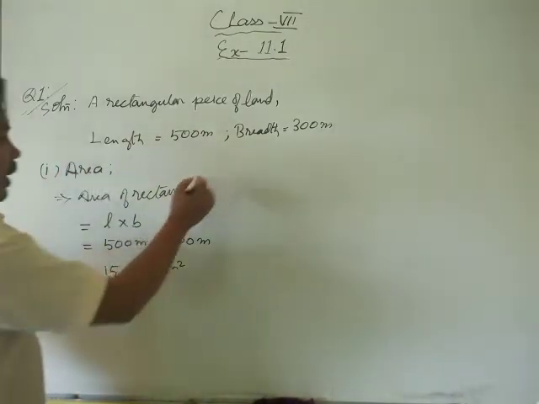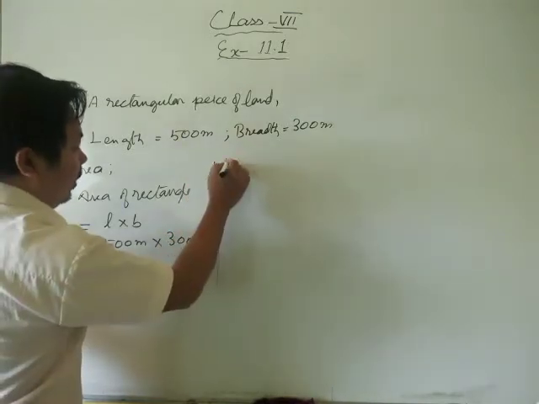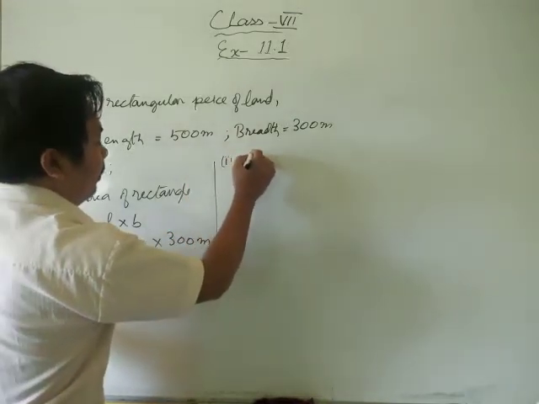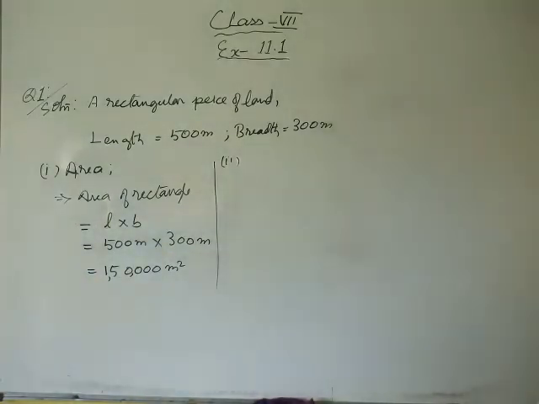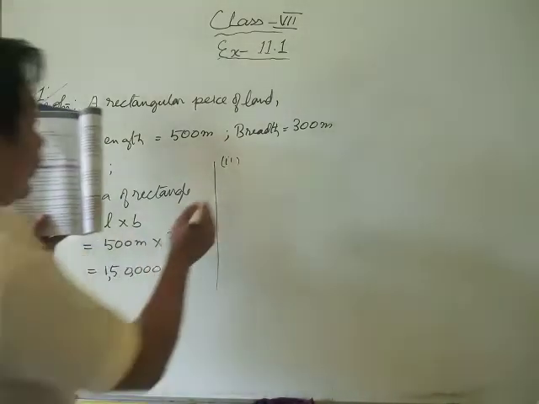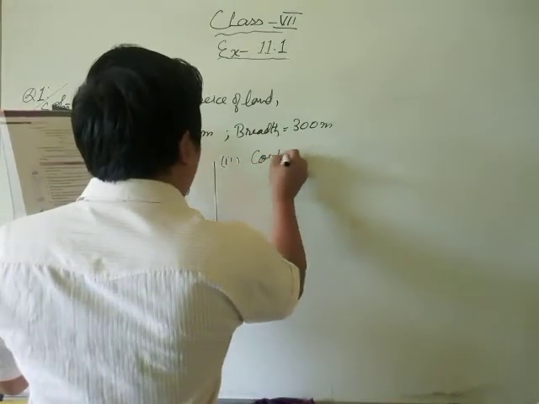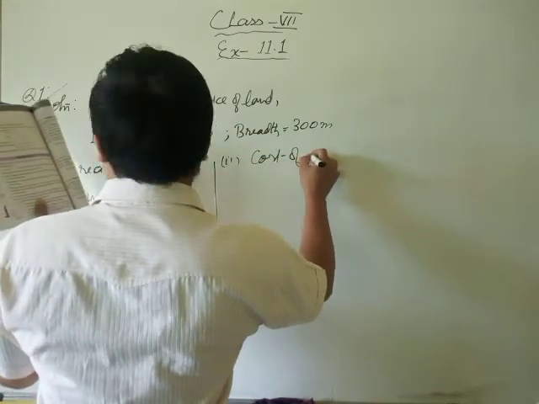Okay. Now in Roman number 2, what we are going to find out is the cost of the land.